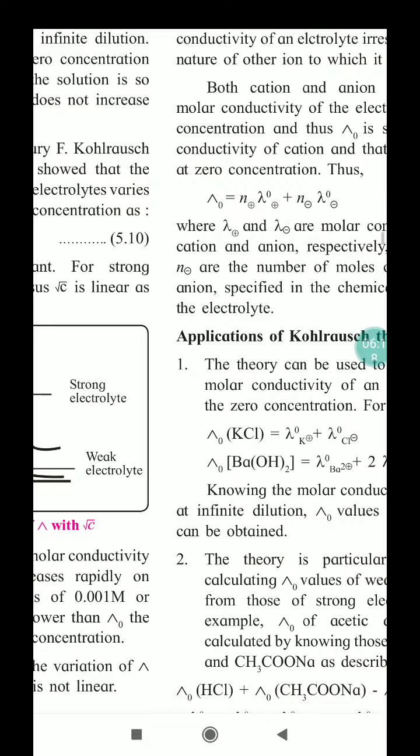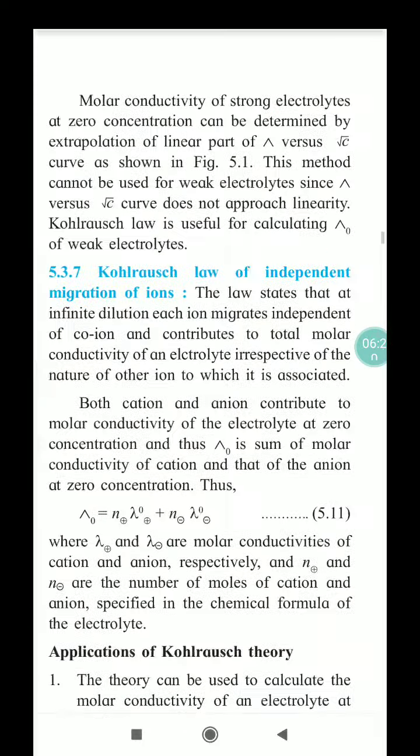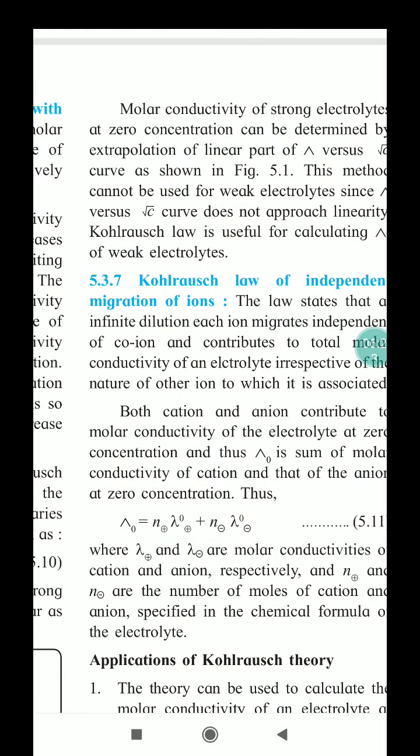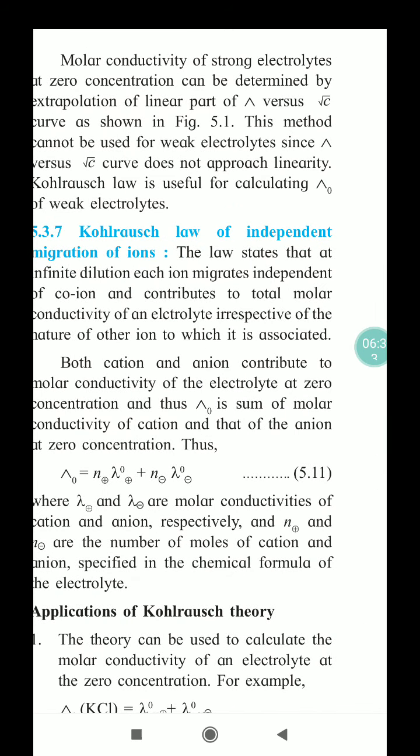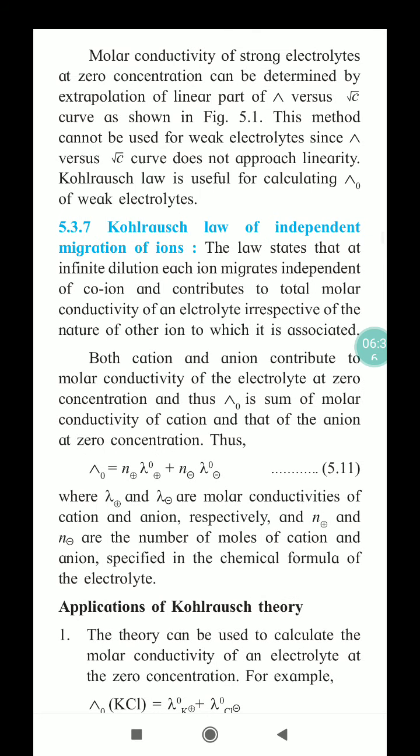So this is the variation of molar conductivity with concentration, again for weak electrolyte and strong electrolyte. Now, Kohlrausch law of independent migration. This law states that at infinite dilution, each ion migrates independently of its co-ion and contributes to the total molar conductivity of an electrolyte irrespective of the nature of the other ion to which it is associated.